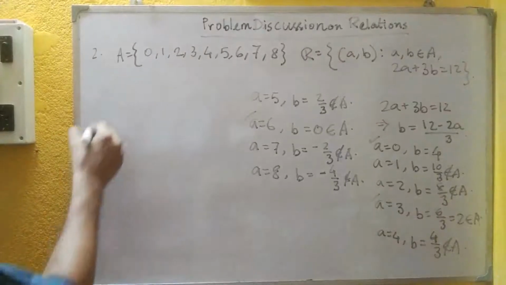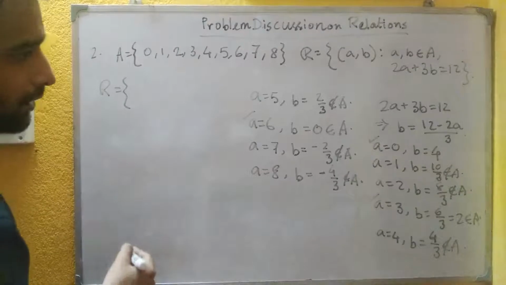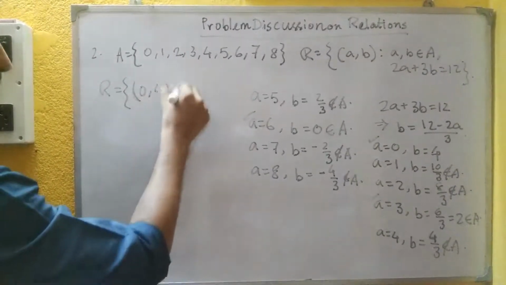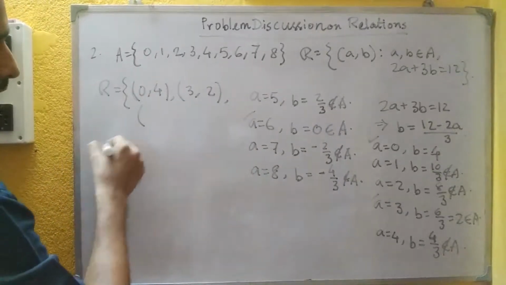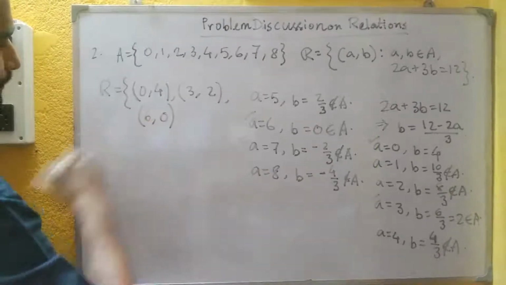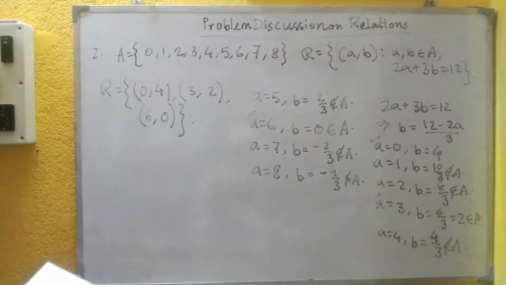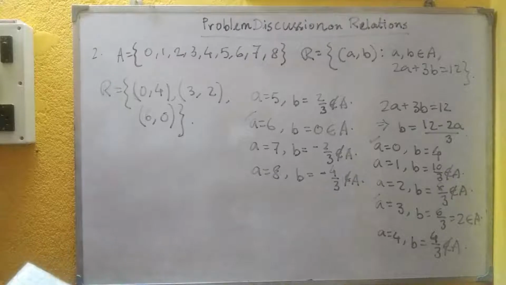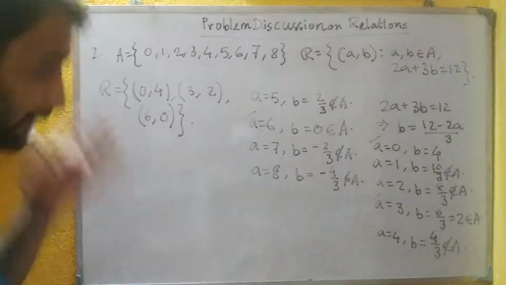So what are the ordered pairs? If you write R here in the roster form, you will get these elements: (0, 4), (3, 2), and (6, 0). That's it. So this is the relation in roster form. This was the first question, that you have to express the relation in roster form and find the domain and range.